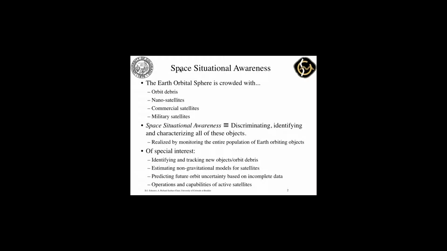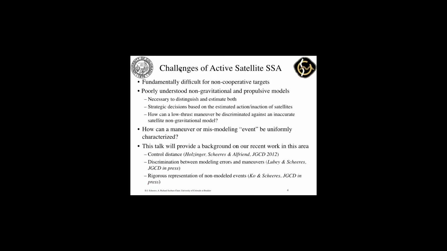So within SSA, there are some topics of special interest. Some of these are of special interest to us, some of them to other people as well. And that is identifying and tracking new objects or new orbit debris as it appears in orbit. Estimating non-gravitational models for satellites, because this turns out to be a limiting error source in how well you can predict where a particular satellite or debris will be in the future. Predicting future orbit uncertainty based on incomplete and noisy data, which is the orbit determination problem. And what I'm really addressing here, not in its entirety, is the operations and capabilities of active satellites.